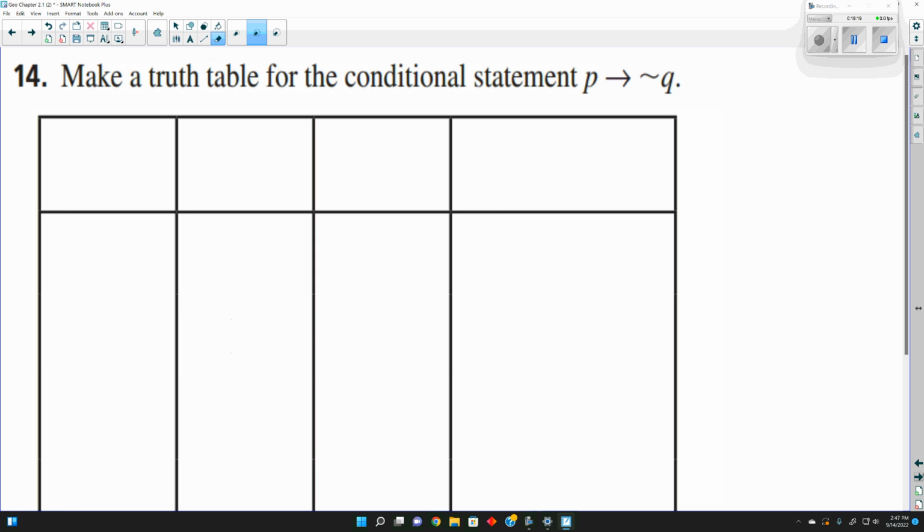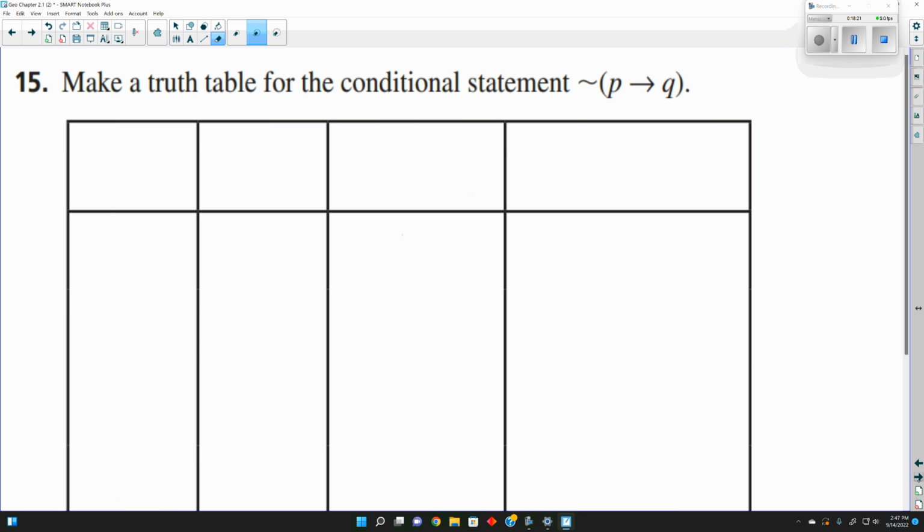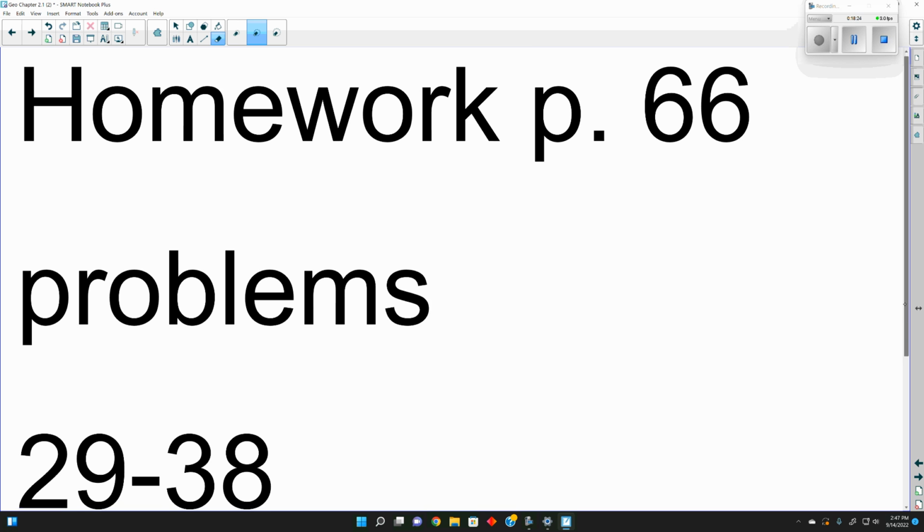Questions on this here? And we could do more of these, but we're not.